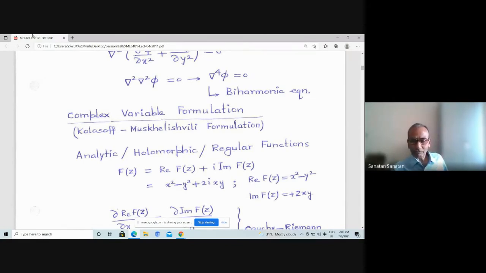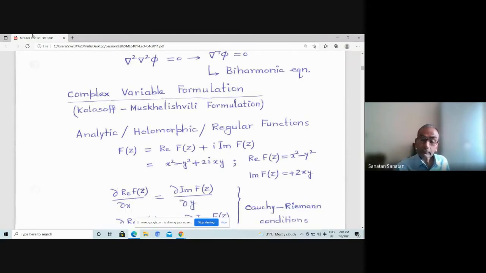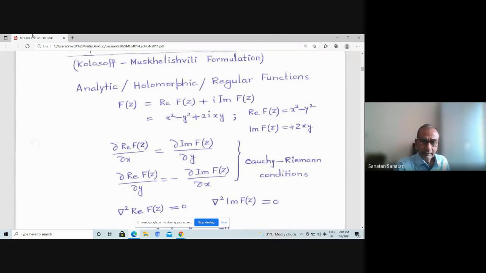I think some of you have come across complex variables. In complex variables, you have a function of x and y, which can have a real part and an imaginary part, and both of them have a feature that they satisfy the Cauchy-Riemann condition. A complex variable function will have a real part and an imaginary part, and if they satisfy the conditions that the derivative of the real part of f(z) with respect to x is equal to the derivative of the imaginary part of f(z) with respect to y, and similarly, the derivative of the real part of f(z) with respect to y is minus the derivative of the imaginary part with respect to x, these are the Cauchy-Riemann conditions.